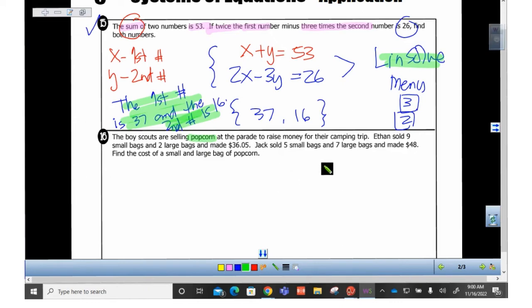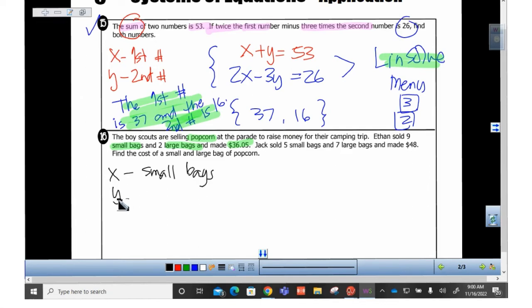So we're going to start representing the two sizes of bag, small and large, and how much they made. If we let x represent the small bags, and y represent the large bags. Let's start with Ethan. Ethan sold 9 small bags, so it's represented by 9x, plus 2 large bags, which is 2y, equals, how much was it? $36.05.